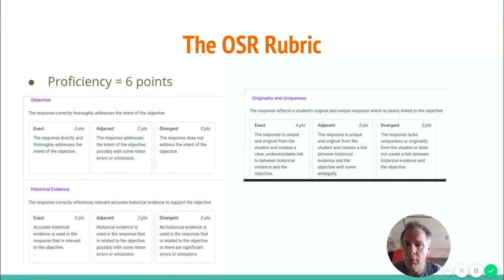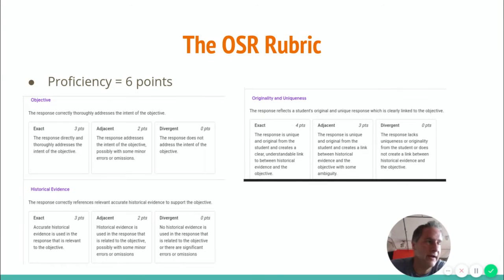So there are 3 points if you thoroughly address the intent of the objective. For example, our first objective is about transatlantic trade. So if your OSR, whether it's a poem or a painting or a playlist or an essay, addresses an effect of the transatlantic trade, then you should get 3 points. If you start to go off on tangents and it's not real clear what the objective is, then you might get 2 points and be adjacent.